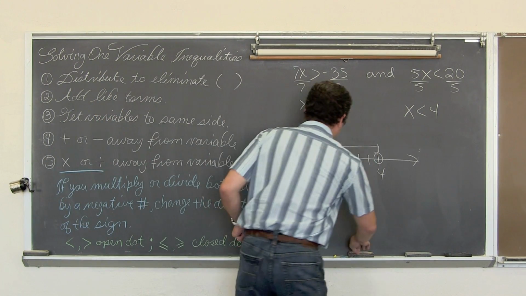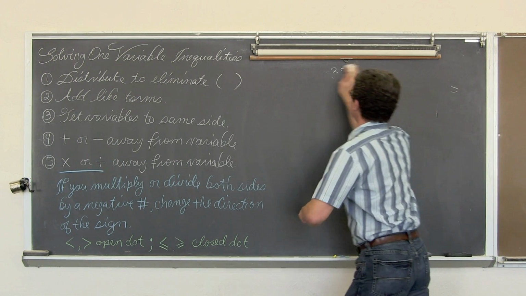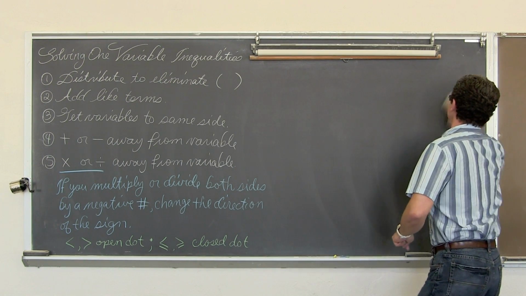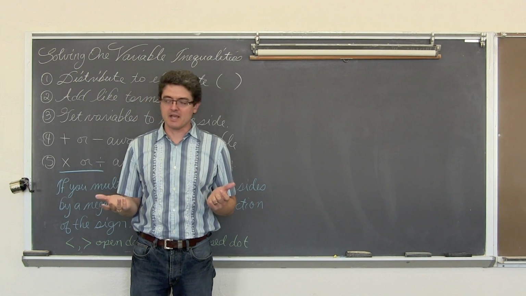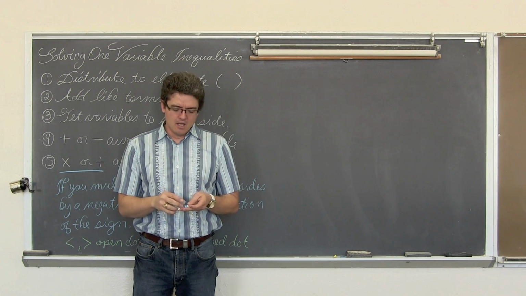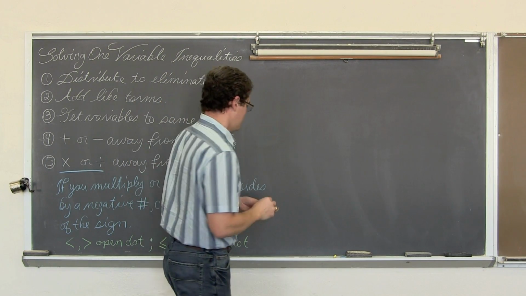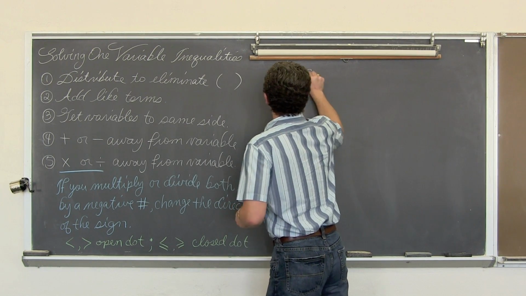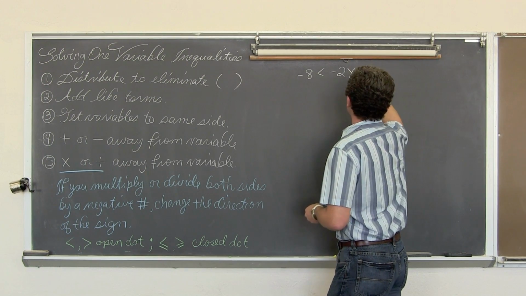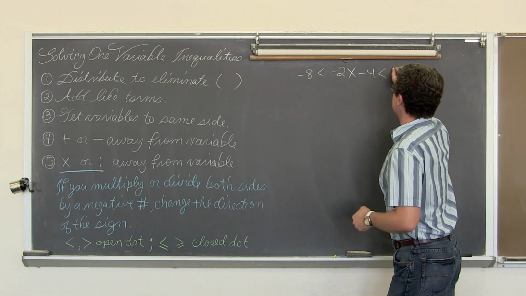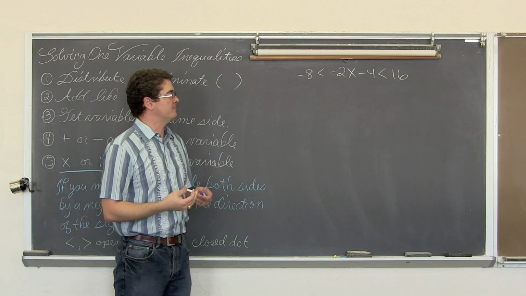Two more examples. Another way of writing this compound inequality with the word "and" in the middle, it's not like you can turn everyone back and forth and have it the same, but you can have an inequality that actually has two inequality symbols in it. So that's going to be like this example. -8 is less than -2x minus 4, and that's less than 16. So this is another version of a compound inequality.